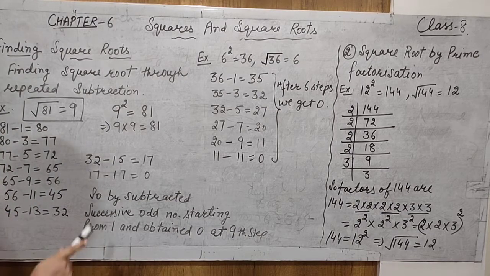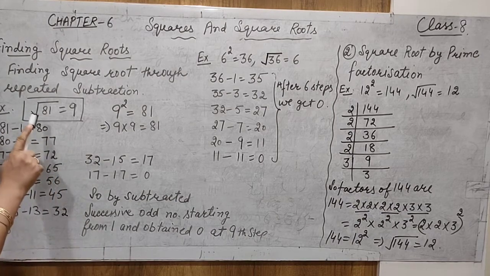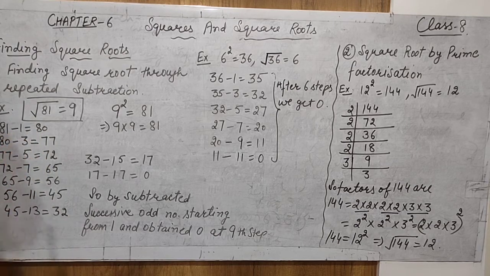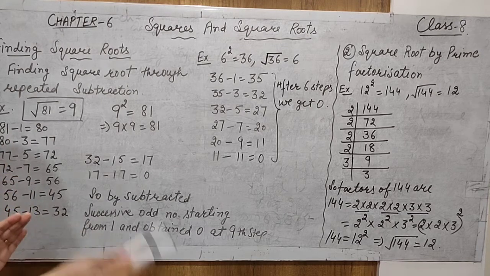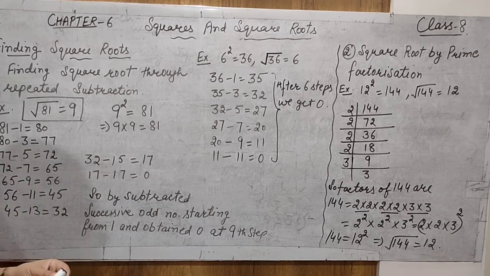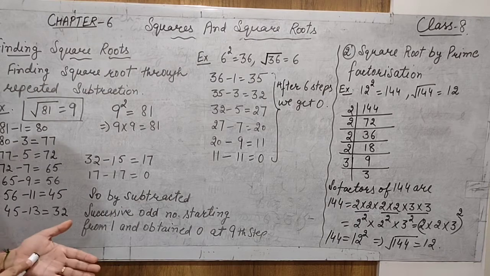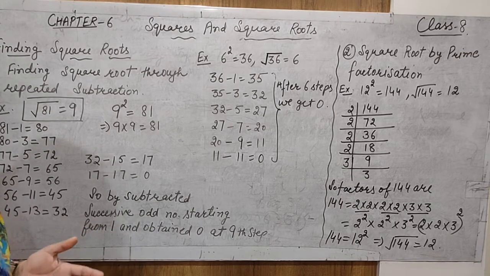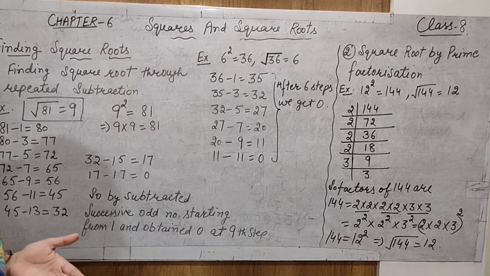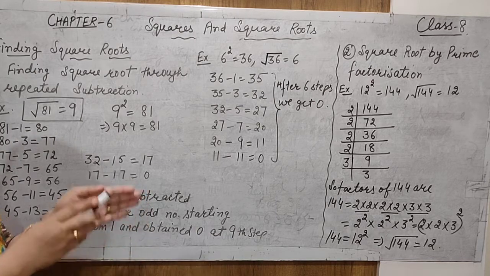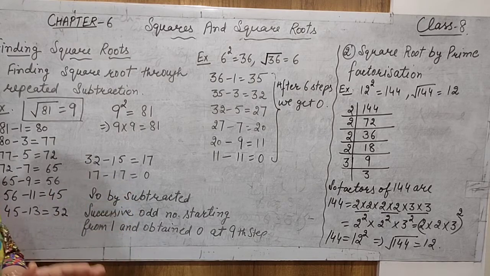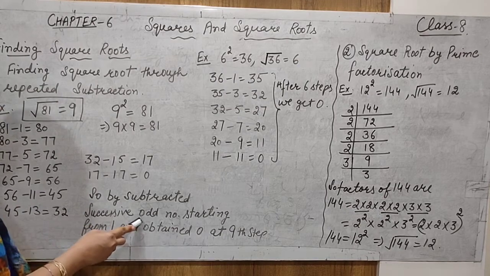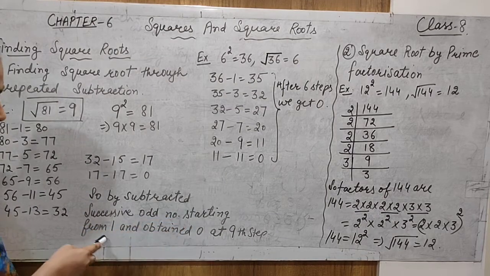What you have to do is subtract from 81 successive odd numbers. Successive means one after another. The successive odd numbers always start from 1. 1 is an odd number, then 3, then 5, 7, 9, 11, 13, 15, 17, 19 and so on. After every odd number there is an even number, but you just go for the odd numbers. So successive odd numbers are to be selected, starting from 1.